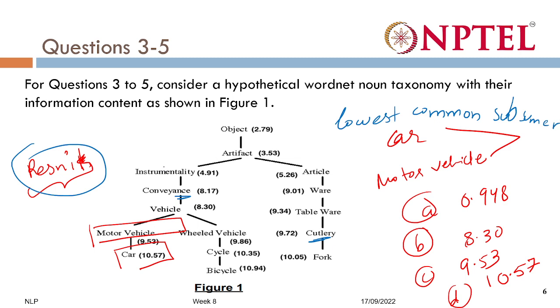So here, if you see, in instrumentality under which conveyance is, can I classify cutlery also under that? No. Why? Because they are under two different branches. Similarly, tableware, that is a superclass of cutlery, can I classify conveyance under that? No. Where the two of them meet is here at this point, that is artifact. And at the lowest common subsumer, its information content, the value displayed over here, whatever the lowest common subsumer that I find, that I will put as the Resnick similarity for the two.